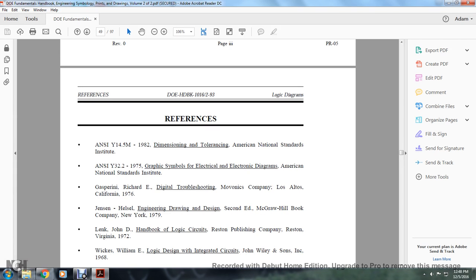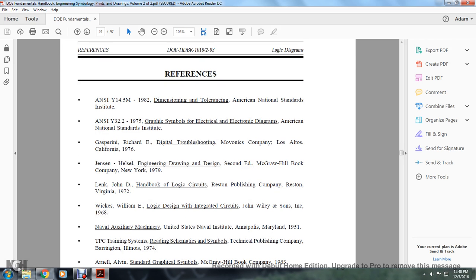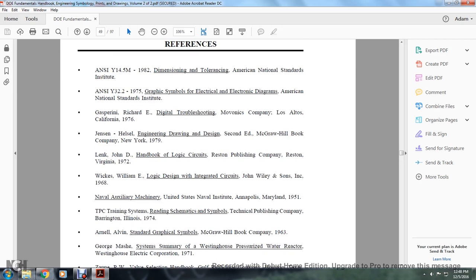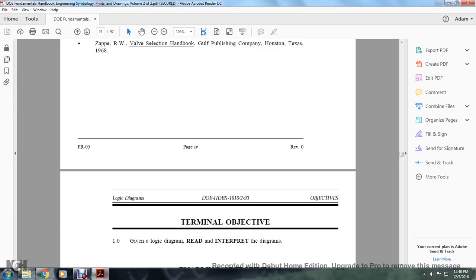References: dimension, tolerance, graphic symbol, electrical and electronic diagrams, digital troubleshooting, engineering drawing, design handbook of logical circuits, design with integrated circuits, naval auxiliary machinery, reading schematic symbols, standard graphic symbols, system summary, Westinghouse, pressurized water reactor valve selection handbook.